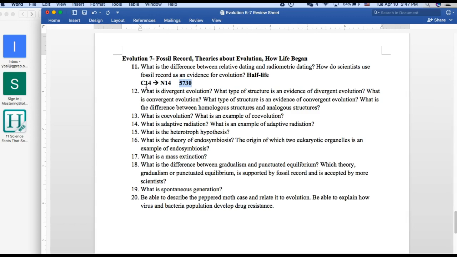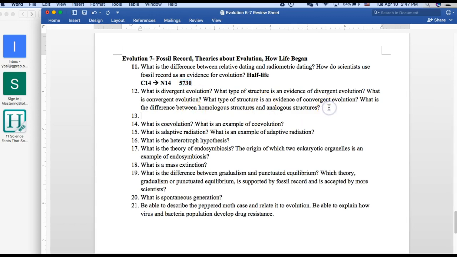On the other hand, when you're dating a fossil, usually you won't want to use a half-life that's only, let's say, 30 years, because you won't be able to trace back very much. It's only 30 years, 60 years, 90 years. It takes a long time to get into the thousands.